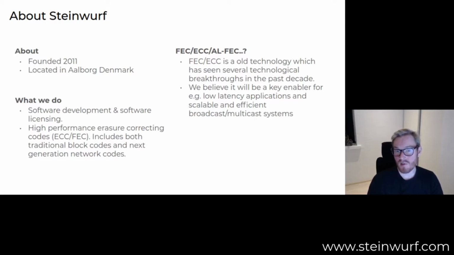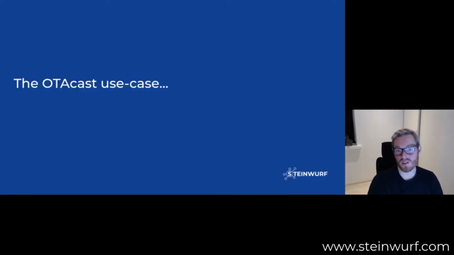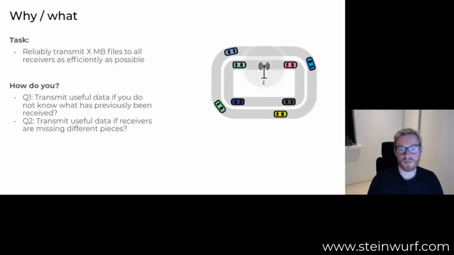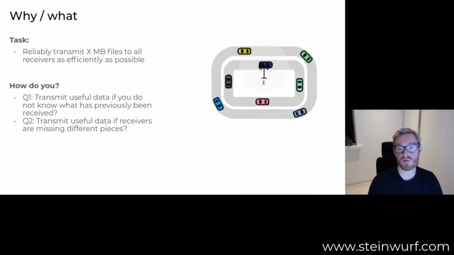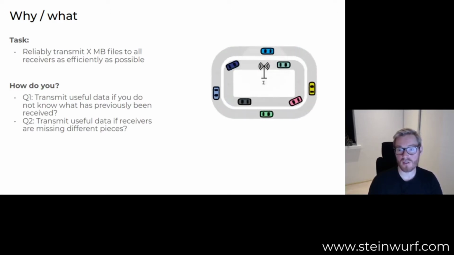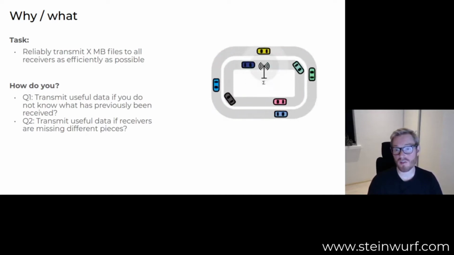So let's take a look at the use case for OTAcast. What we want to do is transmit reliably a file, could be a small file or large file, to a group of receivers as efficiently as possible. And if you look here on the right, you can see the communication scenario. We have a sender in the middle. We could also have multiple senders, and then we have devices that are moving in and out of range.